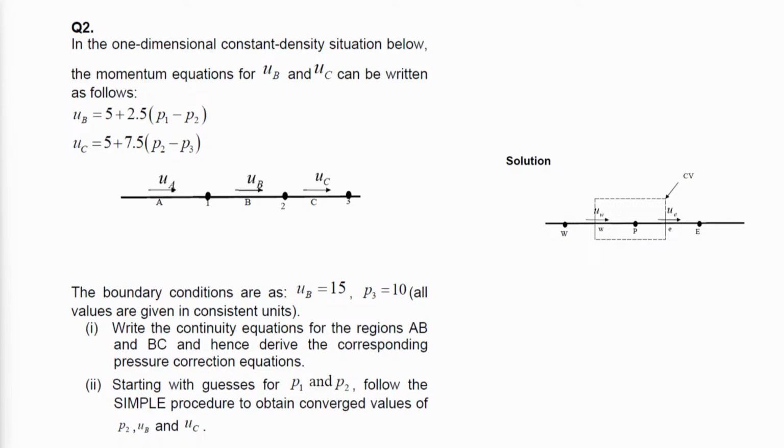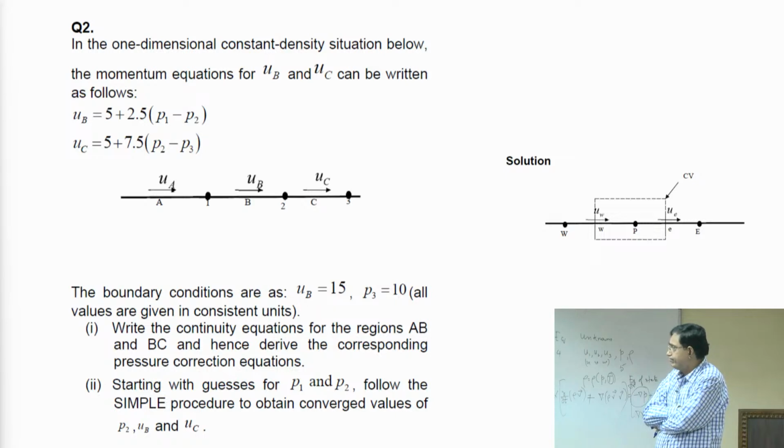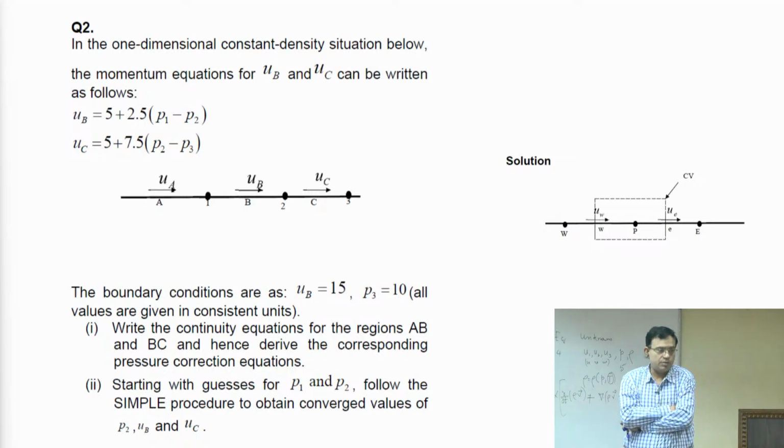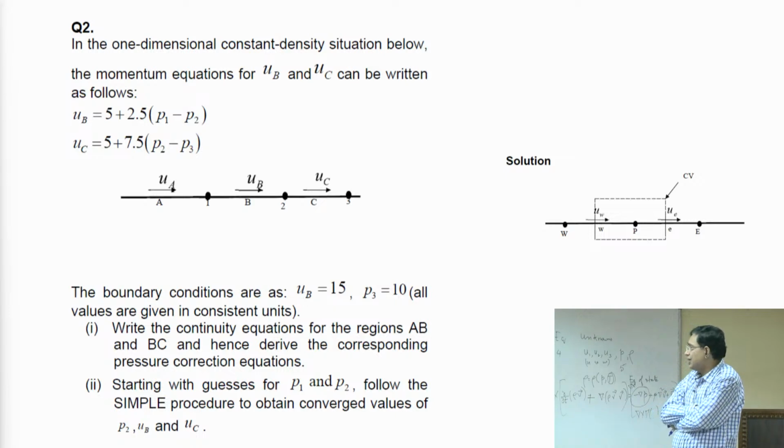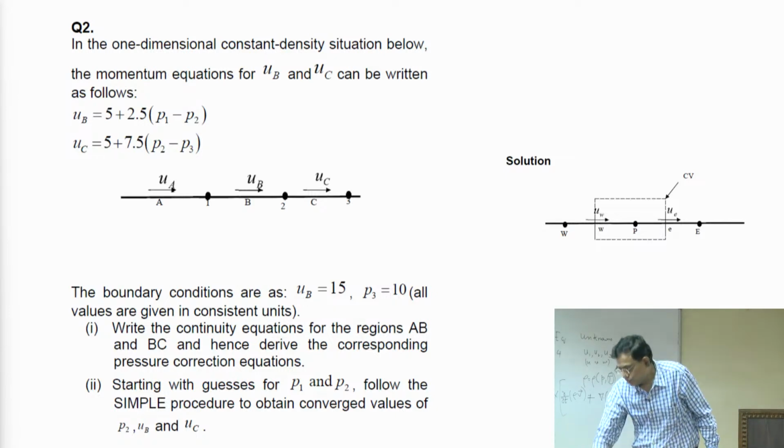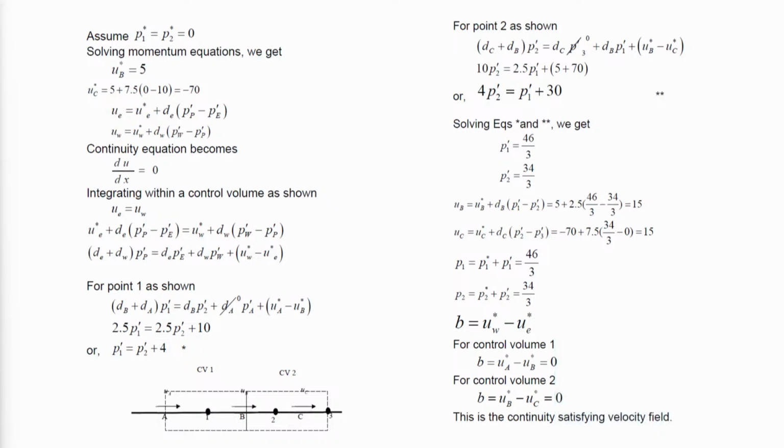So in a one dimensional problem, now you have this one. We have just added one more grid point and given the boundary condition as one as velocity and another as pressure. This is just to give you an idea of how to treat a pressure boundary condition. So what you have to do is to write the continuity equation and, starting with guess values of P1 and P2, that is P1 star and P2 star, use the simple algorithm to get the result. I will of course ask you to do it by yourself, but I am just giving you an outline.